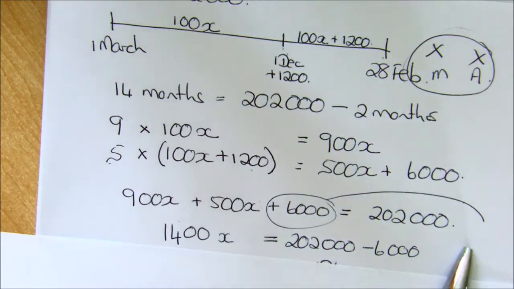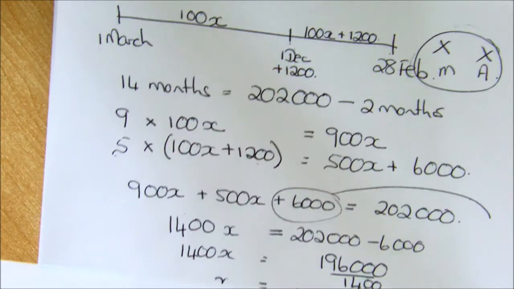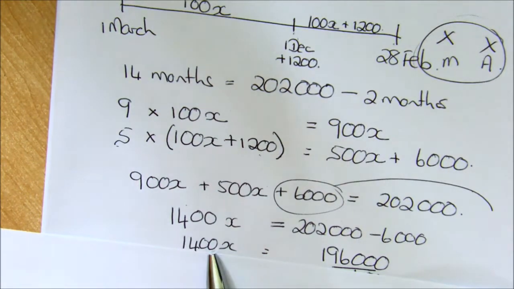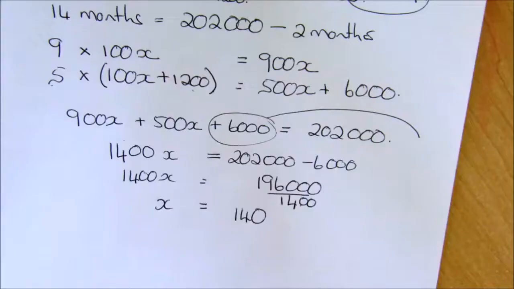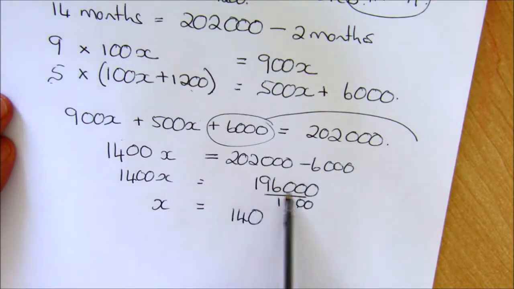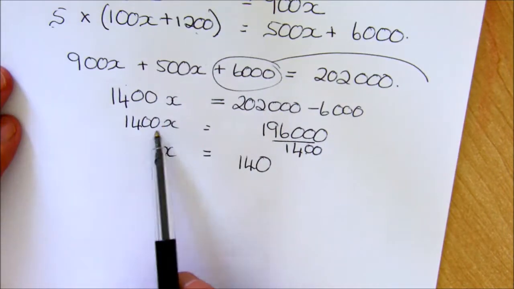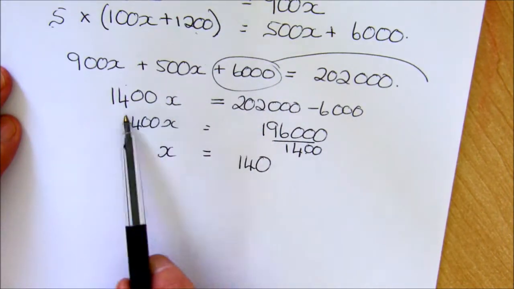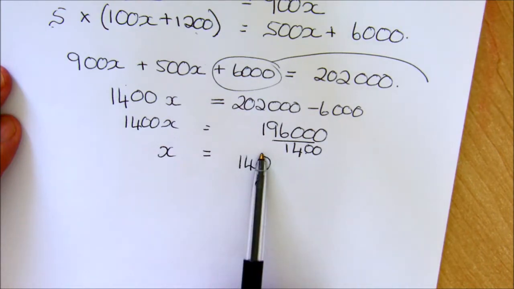Take the 6,000 over, and we minus the 6,000, and that gives me a sum of 1,400 x's is equal to 196,000. Now let's solve for x. So that 196,000 is equal to 1,400 x's. So again, from maths, you divide both sides by 1,400 and you solve for x. X is equal to 140.